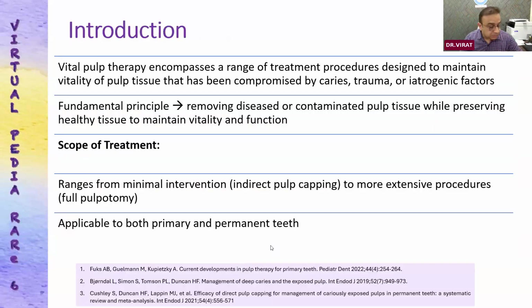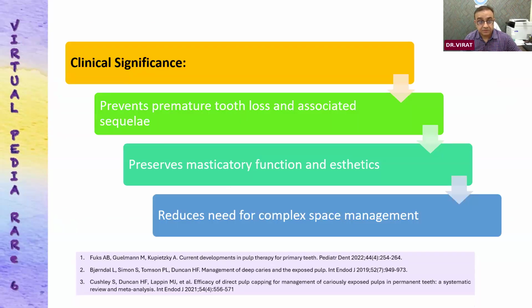So coming to the introduction, vital pulp therapy encompasses a range of treatment procedures designed to maintain vitality of pulp tissue that has been compromised by caries, trauma, or iatrogenic factors. The basic fundamental principle is the removing of the diseased or contaminated pulp tissue while preserving healthy tissue to maintain vitality and function. The scope of treatment ranges from minimal intervention in IPC to more extensive procedures like full pulpotomy and is applicable to both primary and permanent teeth.